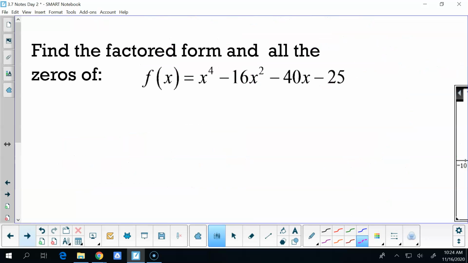You try this one now. Find me the factored form and all the zeros of that one.